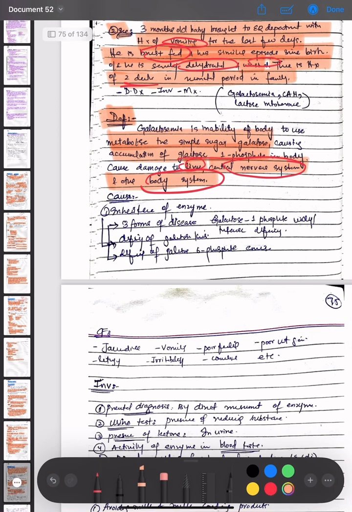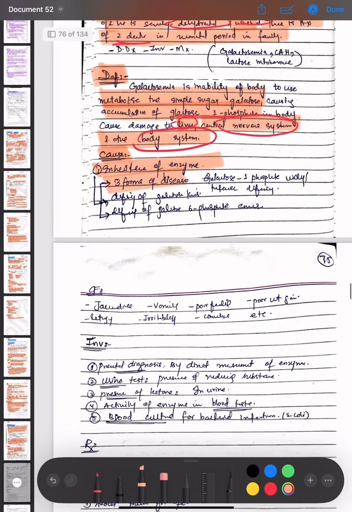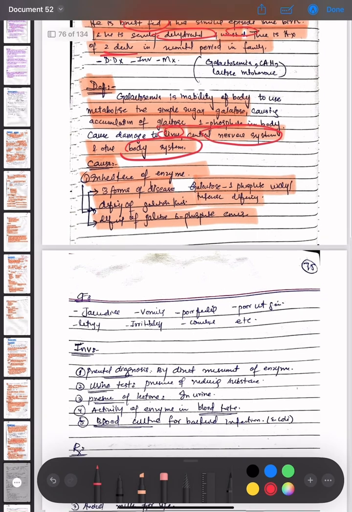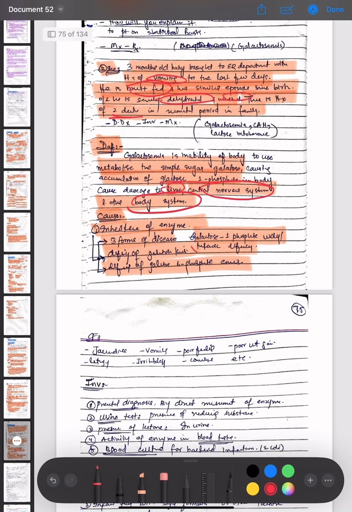Now, the causes are inheritance of enzyme deficiencies, with three forms of the disease: deficiency of galactokinase, deficiency of galactose epimerase, and deficiency of galactose-1-phosphate uridyl transferase. So the genetic background of this disease is the deficiency of the enzyme galactose-1-phosphate uridyl transferase. Due to the deficiency of this enzyme, they cannot metabolize the simple sugars.